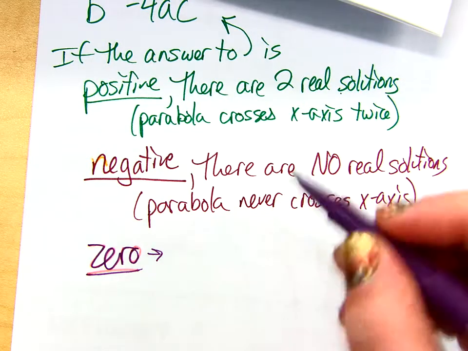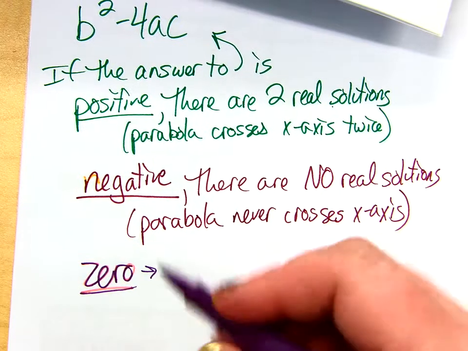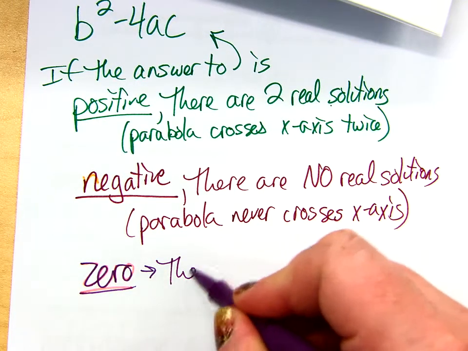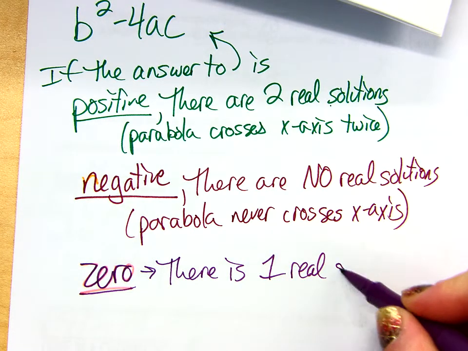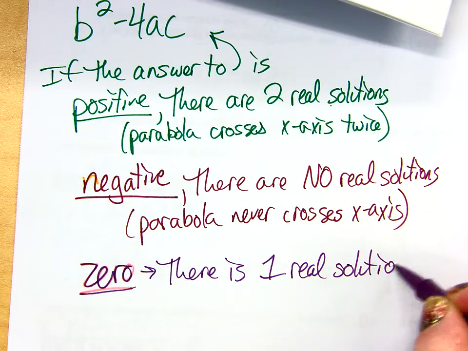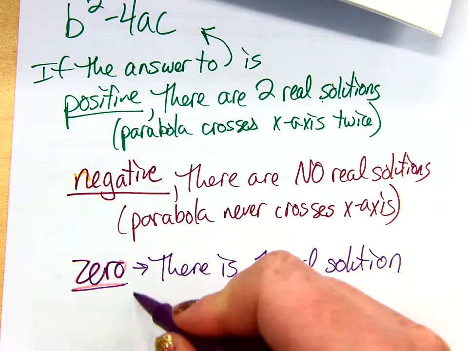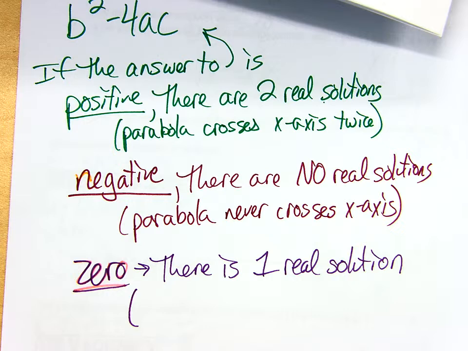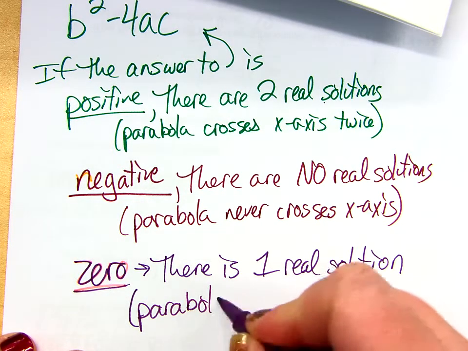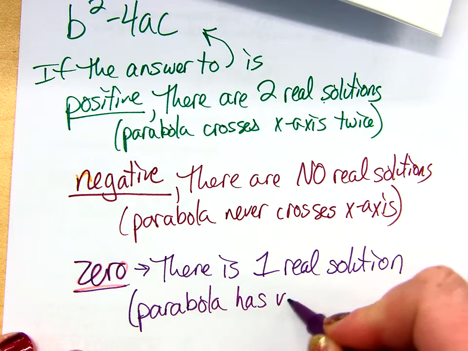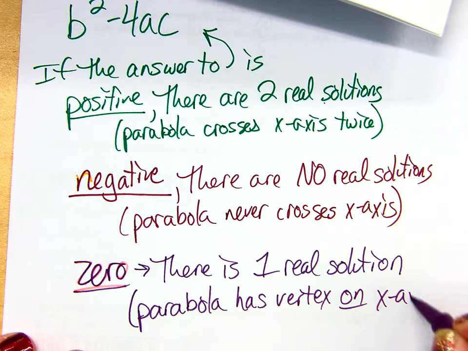Oh, whatever. So if the answer to the discriminant, b squared minus 4ac, comes out to be 0, that means there is one real solution. Yes, that's why you use the rest of the quadratic formula. So this means the parabola has its vertex on the x-axis.